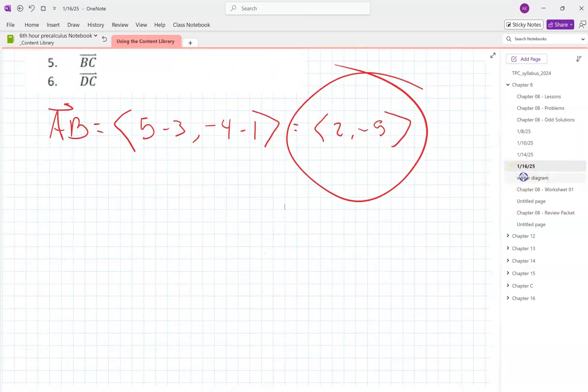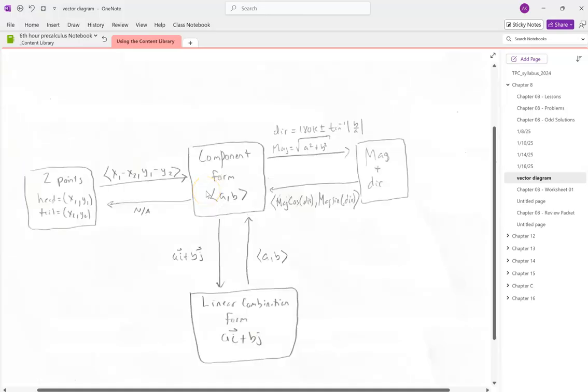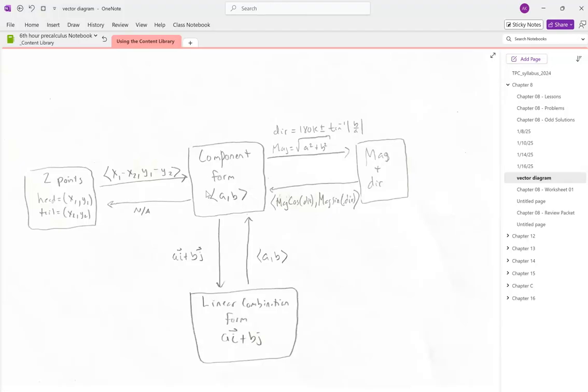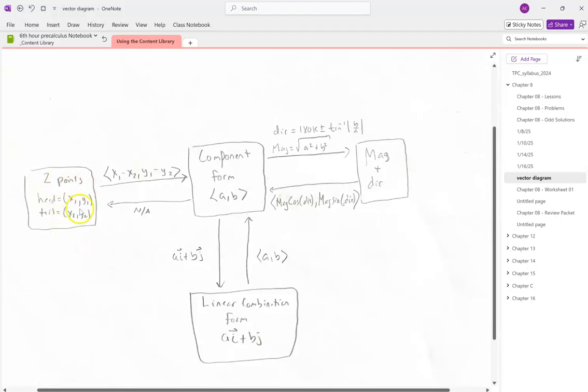And just as an FYI, I dropped this in the other day, which is just showing you how to translate between these different forms of vectors. If I have 2 points and I want to go to component form, I do the head minus tail. If I have component form and I want to go to magnitude and direction, to get the magnitude, I do this. To do the direction, I do that.